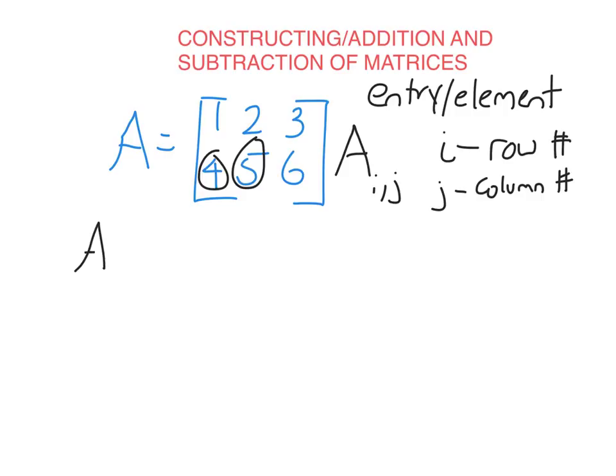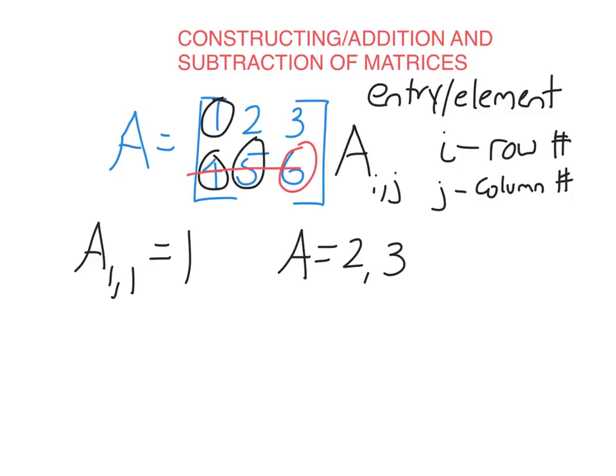So for example, element A11 is the entry in matrix A that's in row 1, column 1. So that's just 1. Let's say A23 is the element that's in row 2, column 3. So A23 in this case is 6. If I wanted to find A32, that doesn't work, because that would be the entry in row 3, but there are not 3 rows in this matrix. So that's how we refer to elements.